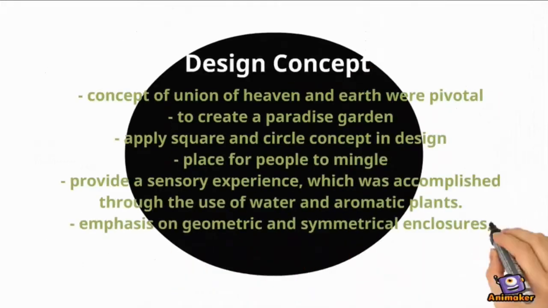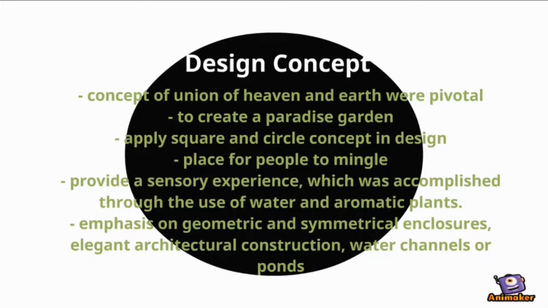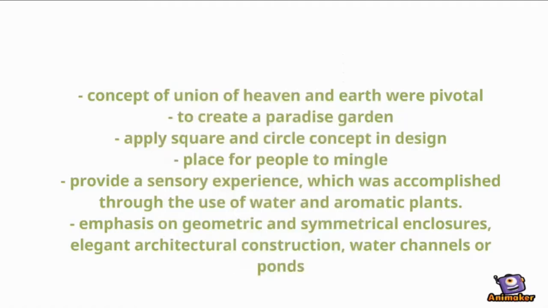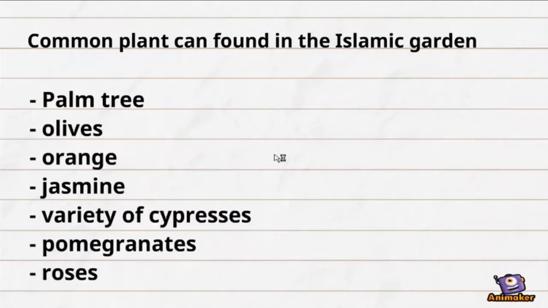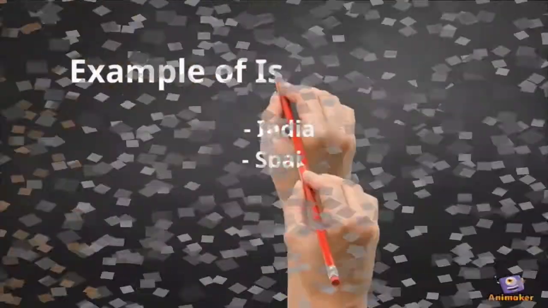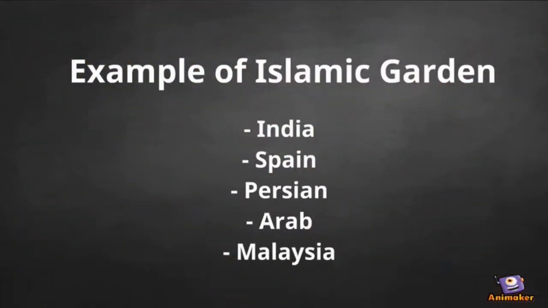Design concept. The concept of union of heaven and earth were pivotal. It applies square and circle concept in design and provide a place for people to mingle. The common plant that can be found in the Islamic garden. Examples of Islamic garden: India, Spain, Persian, Arab and Malaysia.